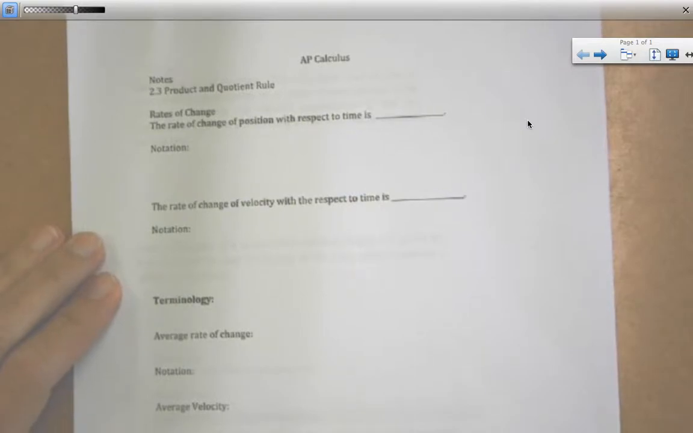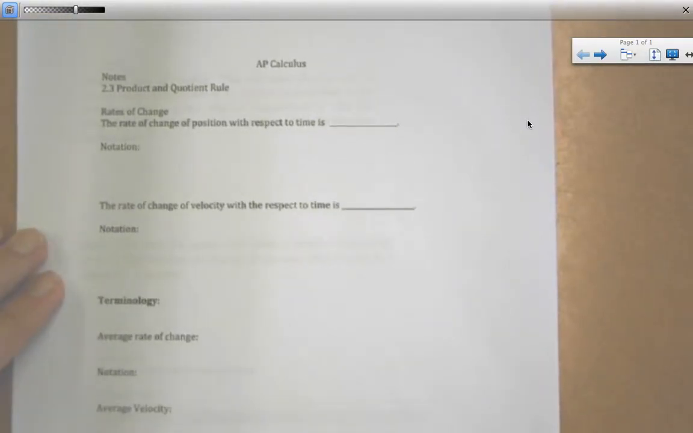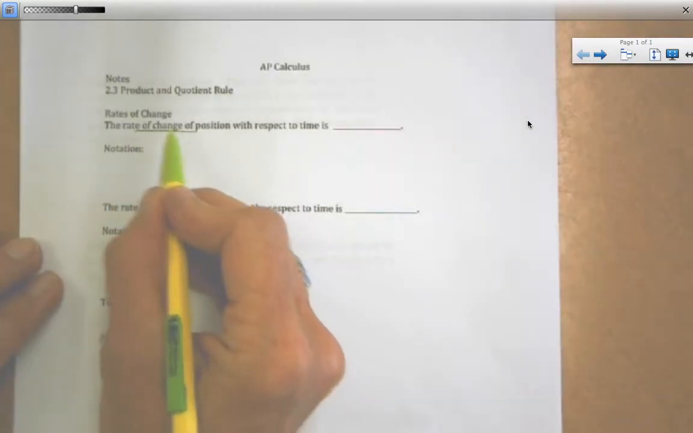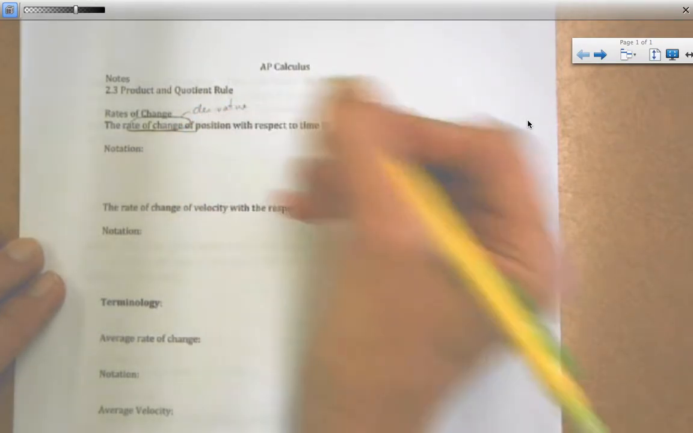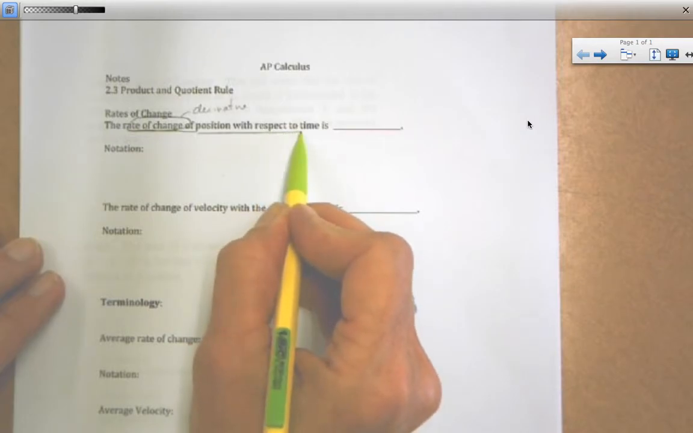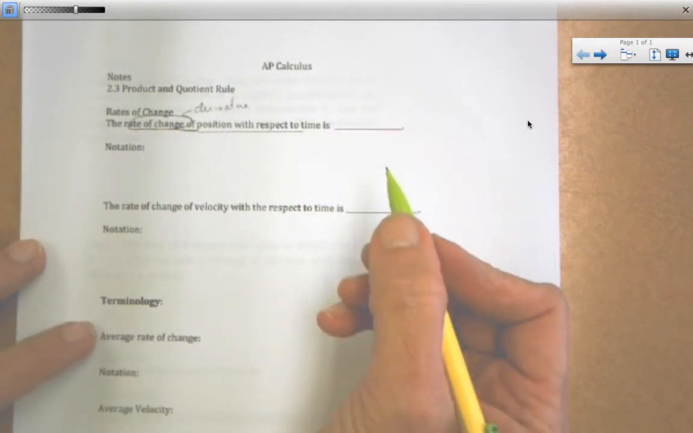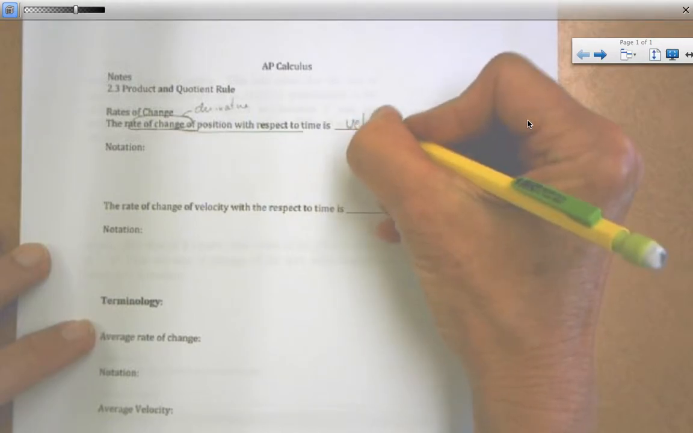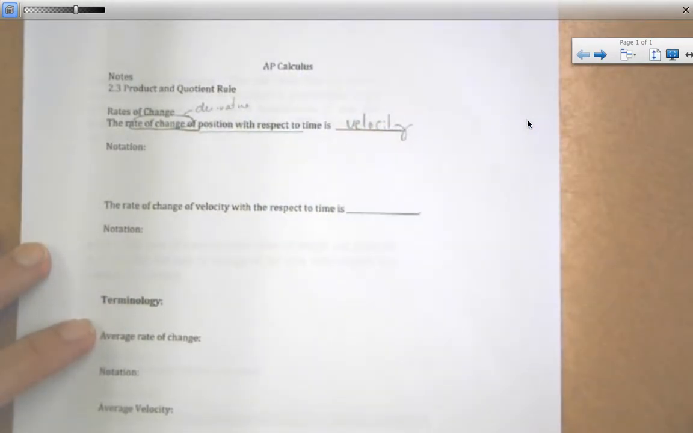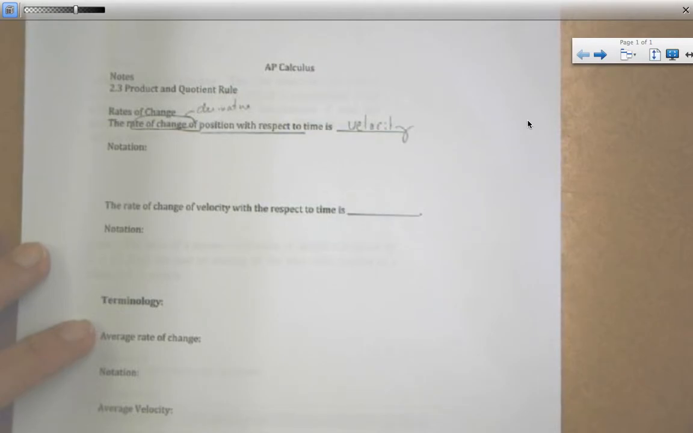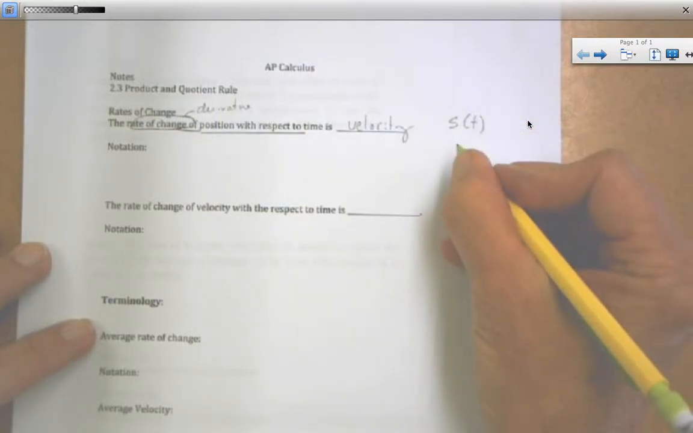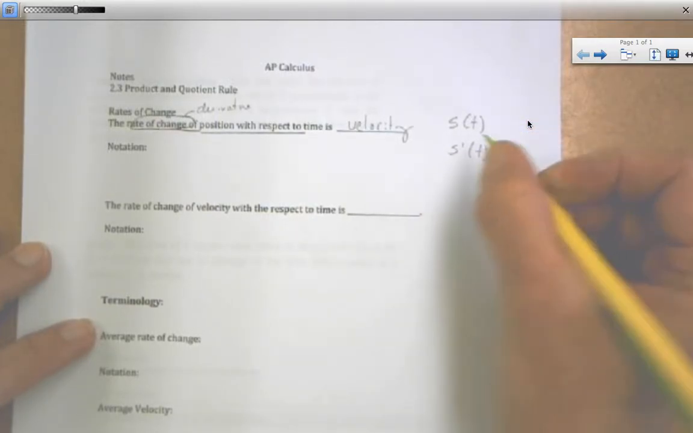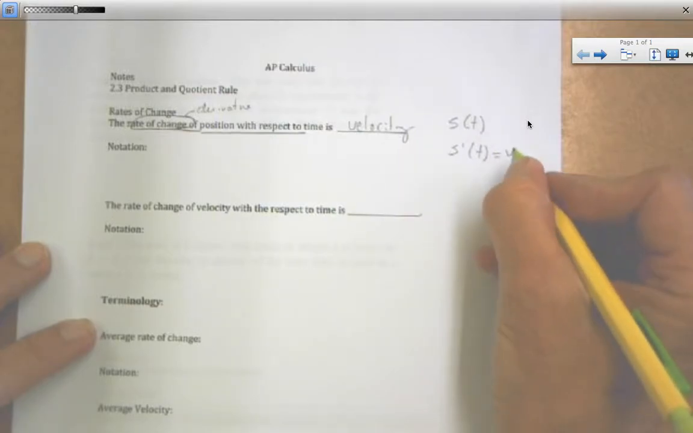So first things first, let's talk a little bit about what we ended class with on Tuesday. Rate of change of position. Rate of change means derivative. Rate of change of position with respect to time is going to be velocity. That's how we think of the rate of change of position. If this is the position equation, its first derivative, the rate of change, is velocity.